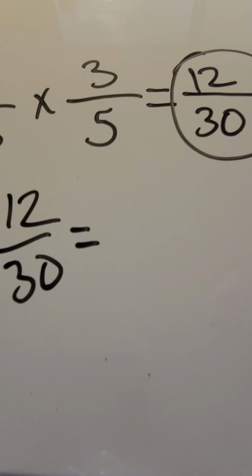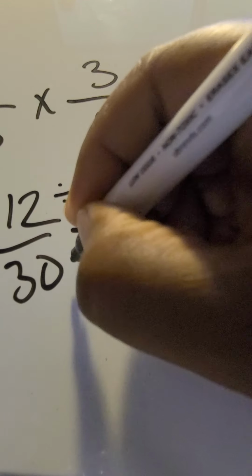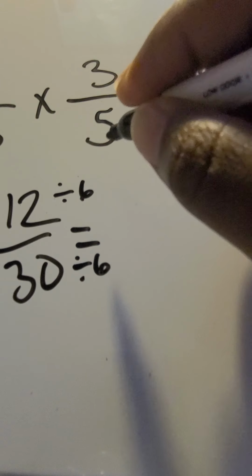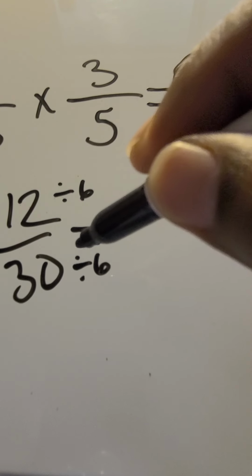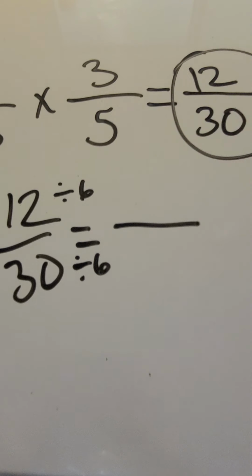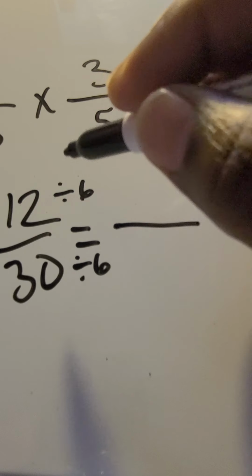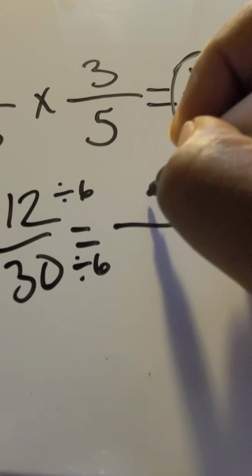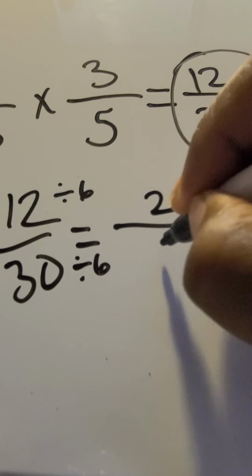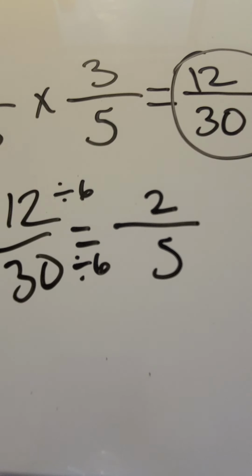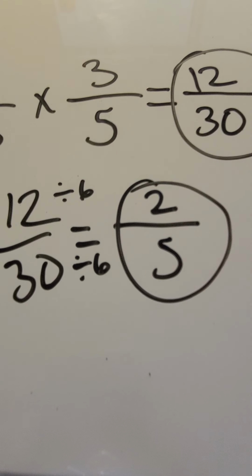Now what we want to do is find the greatest common factor between the numerator and the denominator. And the greatest common factor will be 6. So we'll take this 6, and whatever we do to the numerator, we're going to do to the denominator and reduce the fraction. So 12 divided by 6 is 2. 30 divided by 6 is 5. So this is our answer broken down into simplest form, 2 over 5.